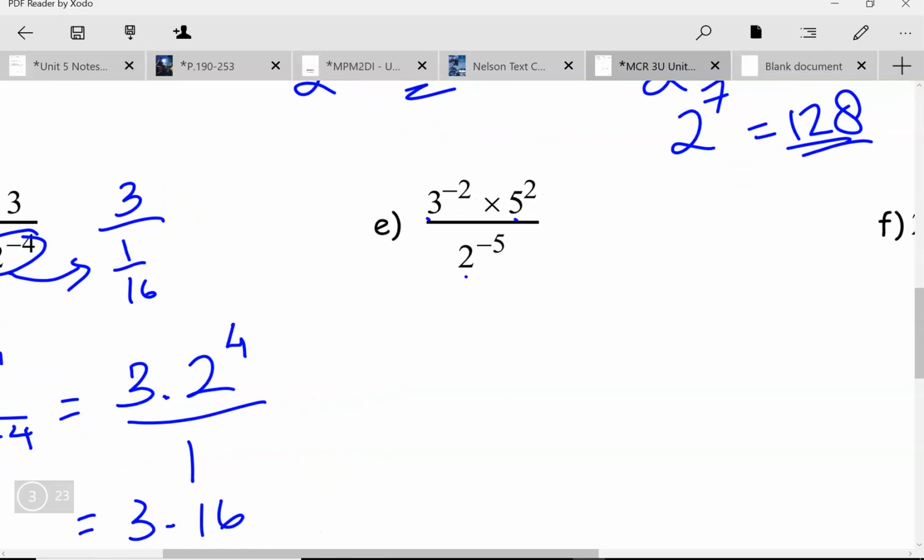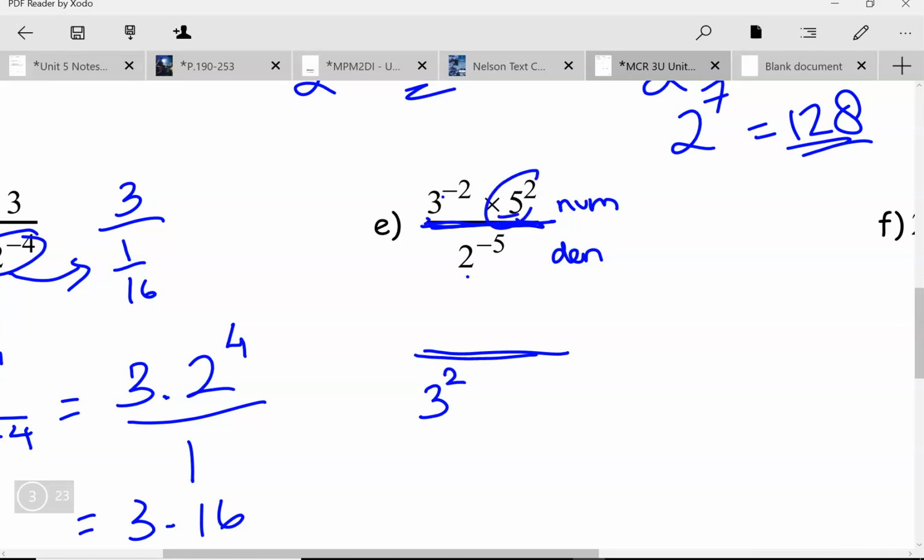3, 5, and 2 are all bases that cannot be combined. So again, what I'm going to do here is look at this fraction. I have stuff in the numerator, and this is what's in the denominator. Let's see, 3 to the power of negative 2. That is the 3 here being in the numerator with a negative exponent. So in this fraction, I'm going to move that 3 to the denominator and change that exponent to positive.